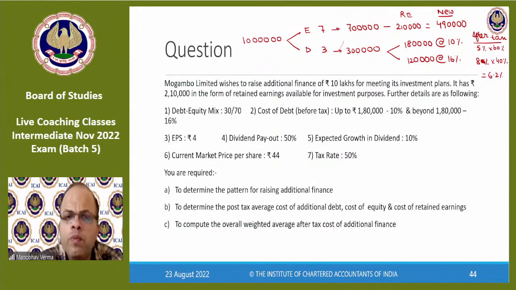Now, we move to the cost of equity and retained earnings. So cost of equity is equal to cost of retained earnings unless given otherwise. So let's see what information we have here.